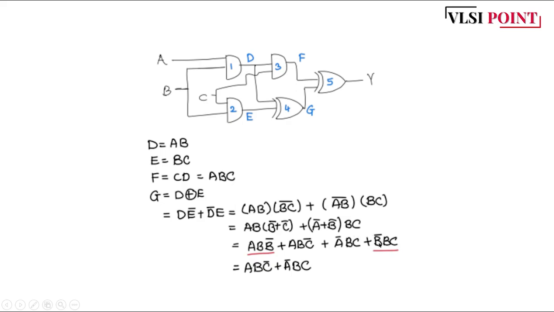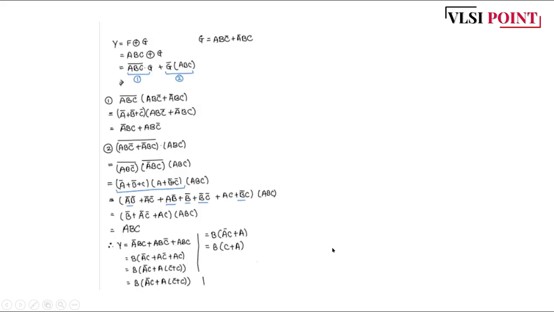Next is B bar BC. As mentioned, this is also 0. So we are cancelling. We are left with ABC bar plus A bar BC. Okay. So we got G. G is nothing but ABC bar plus A bar BC.